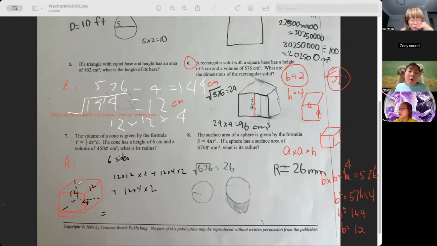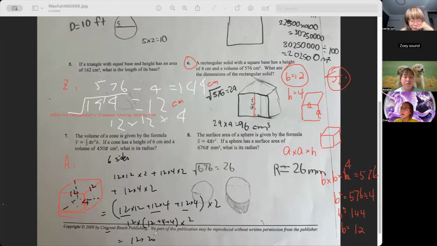So all I need to do is calculate the base, the front, and the left side. So it's 12 times 12 plus 12 times 4 plus 12 times 4, and times 2. We also have the 12 in common, so 12 times (12 plus 4 plus 4) times 2. So the answer is 12 times 20 times 2, so 12 times 40. So the answer is 480 centimeter squared.